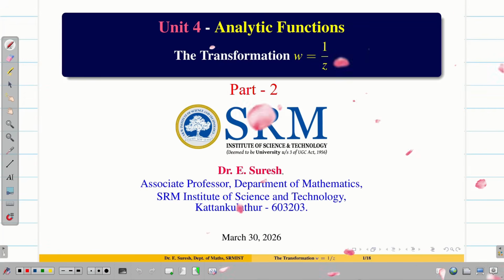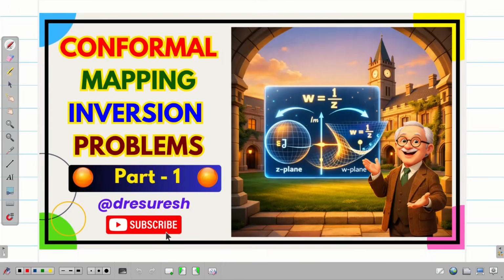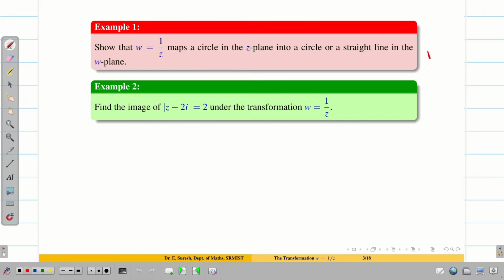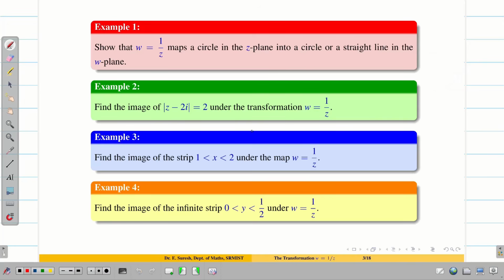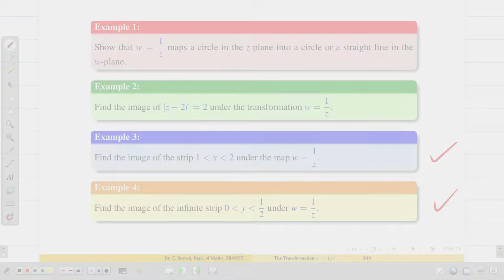Dear students, welcome to the problem solving session, the transformation W equal to 1 by Z part 2, that is inversion. In the first video, we solved the first two problems, and in today's session, we are going to solve two more problems for more clarity. Let us go into the session.